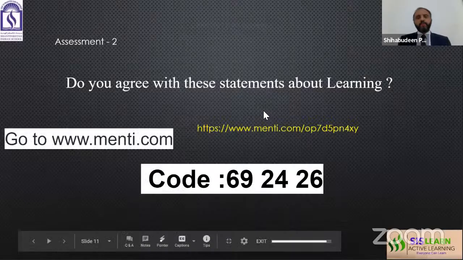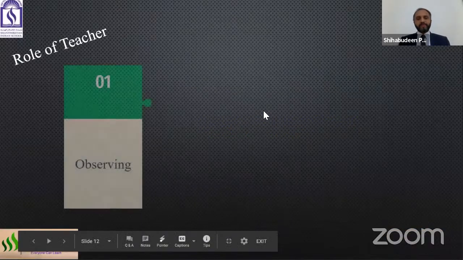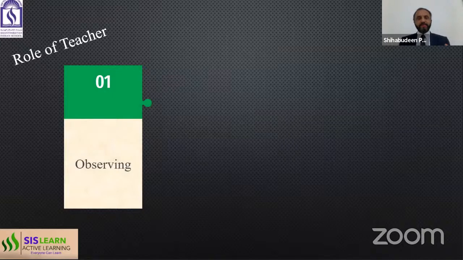The next one, what's the role of teacher? That's very important. We are the main people, key. We have a key role in the process of learning and teaching. So what is the role of a teacher? Observing. We are supposed to observe every moment. Wherever a child goes out of the classroom, if we observe, we will understand the child's taste, the child's interest.